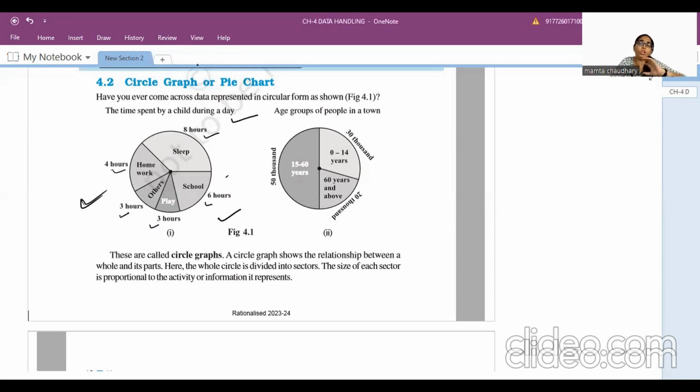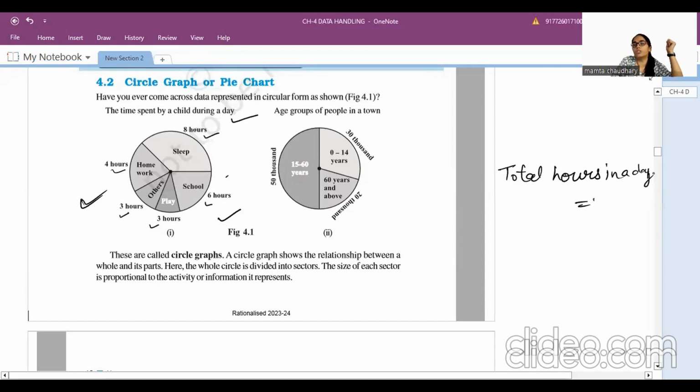Now I want to know what fraction of a day he is spending on homework, on playing, on going to school, or sleeping or other work. So how will we find it? How many hours are there in a day? So total hours in a day. How many hours are there in a day? 24. Very good. So if I want to know the fraction for sleep, how many hours is the child sleeping? 8 hours. So out of 24, because total is 24 hours.